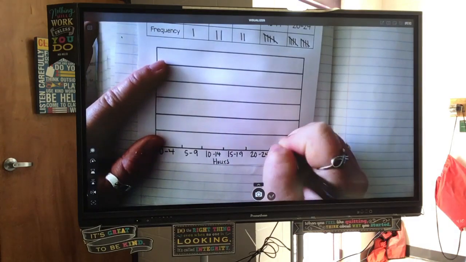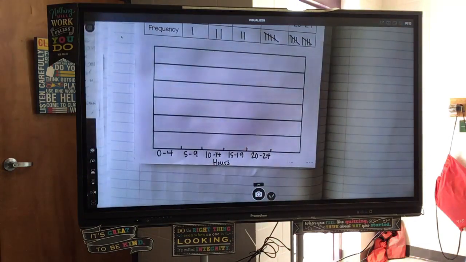Now some of us write bigger, and you'll notice as the numbers get bigger, my bars are actually going to get bigger, not on purpose, it just kind of happens that way.